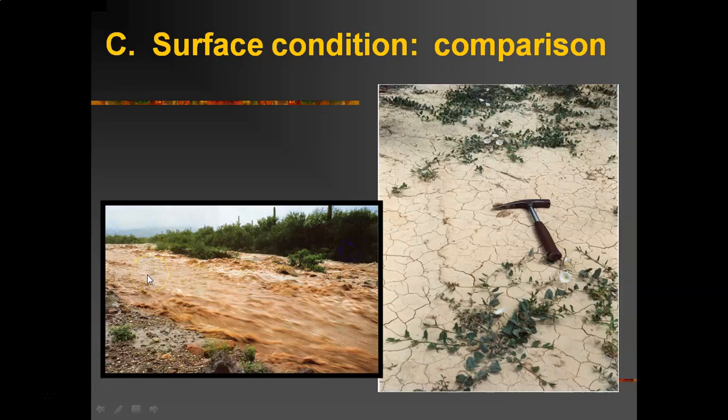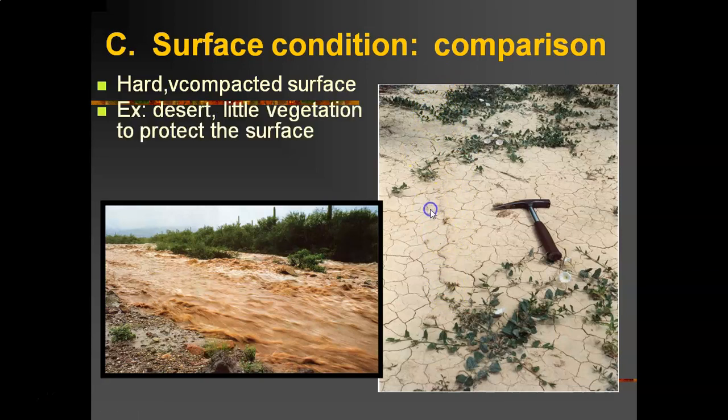A third and final factor that determines infiltration is the condition of the soil surface. If you've got a hard, compacted surface, like is illustrated here, that's pretty bad. It's really going to be hard for the rain to infiltrate. What you're going to wind up with, again, is that it's not going to infiltrate. Where is it going to go? It's going to wind up creating a flash flood.